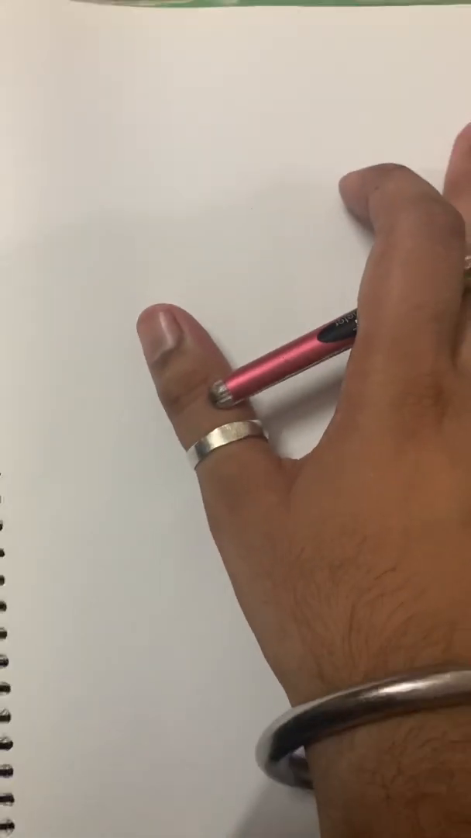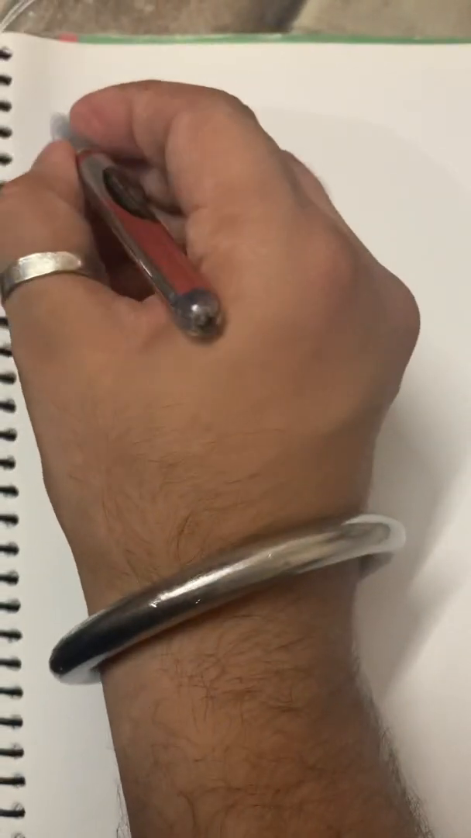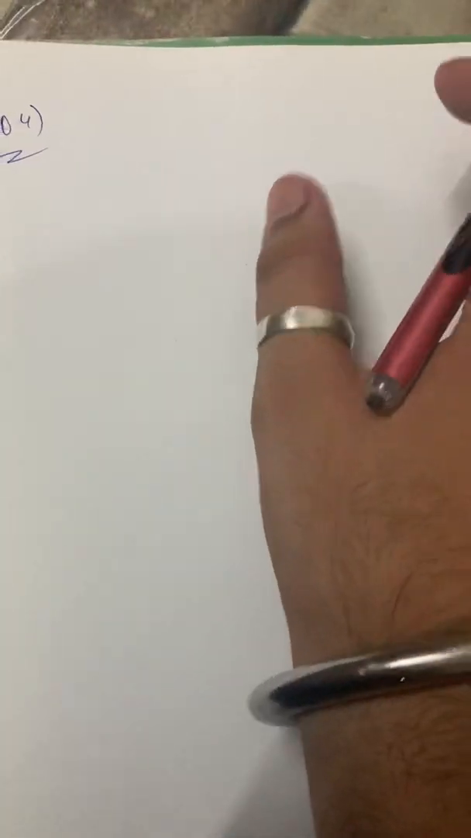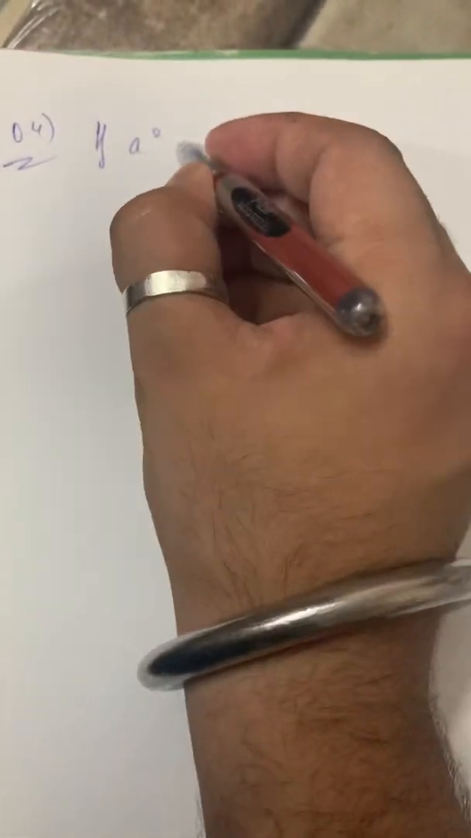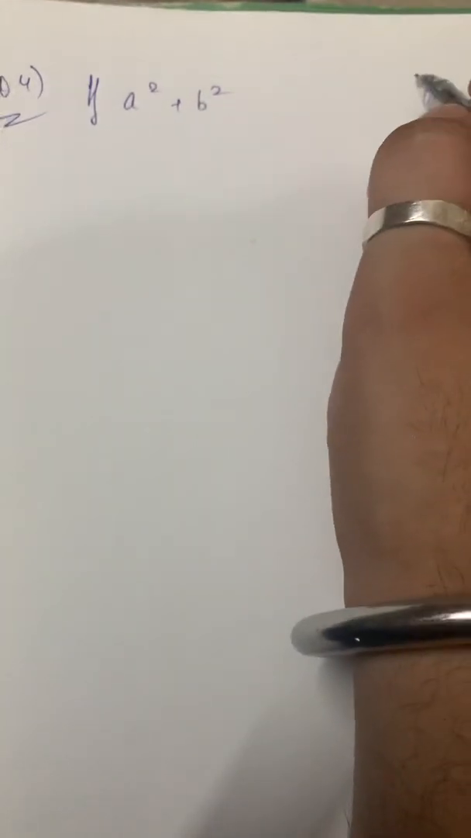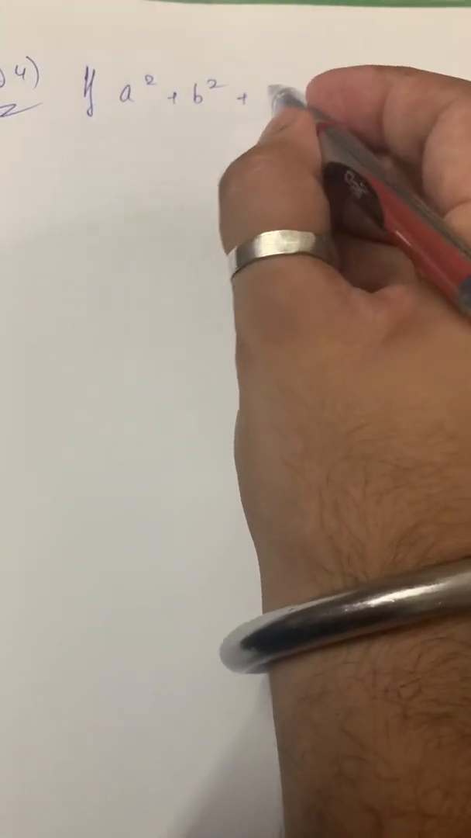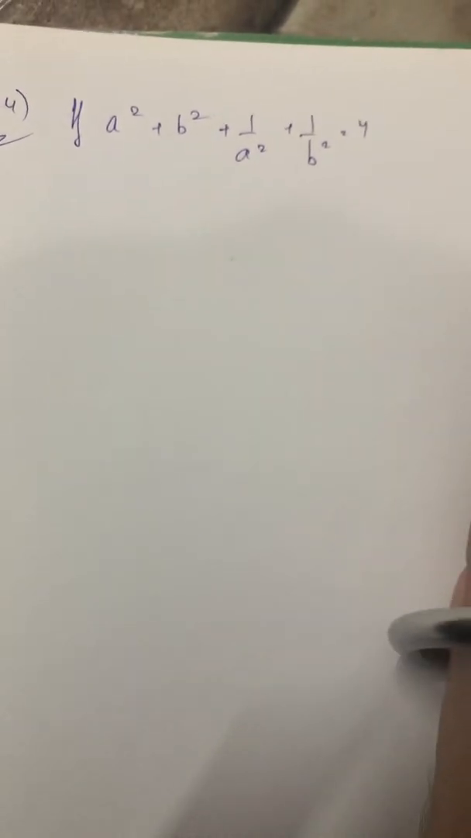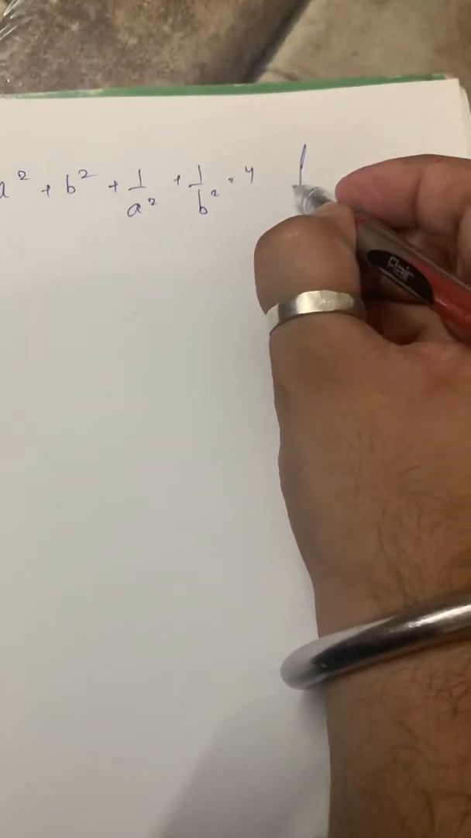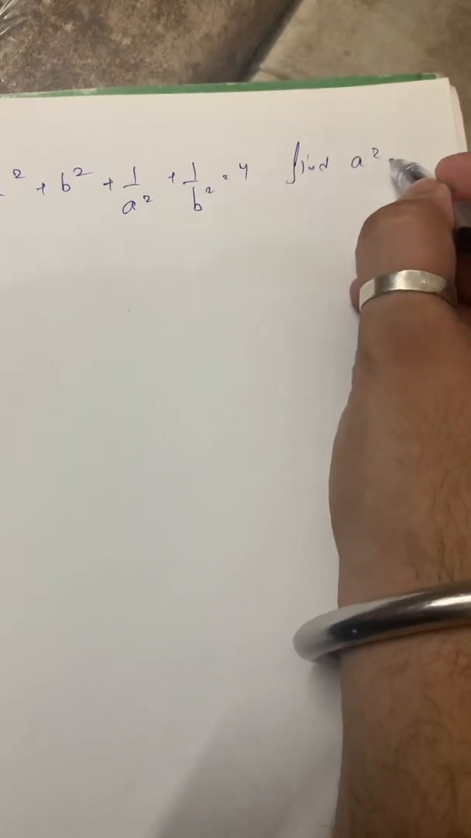Let me solve some more questions for you. Suppose if I take one more example, question number 4. If I write a square plus b square, plus 1 by a square plus 1 by b square equals 4, what do we need to find? Find a square plus b square. This thing we need to find.